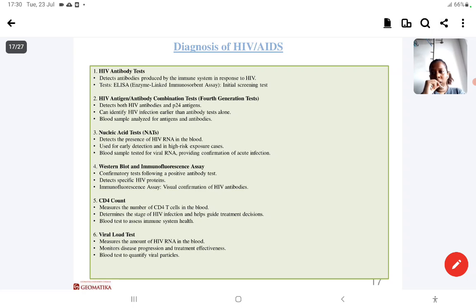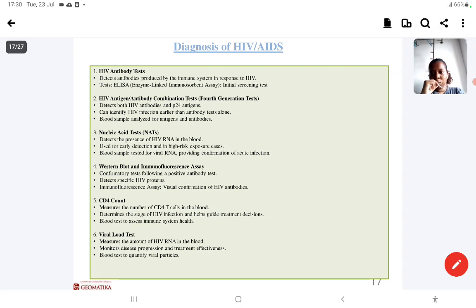So the third test will be the nucleic acid test. It detects the presence of HIV RNA in the blood and is used for earlier detection and high risk exposure cases. So the blood test of the viral RNA provides the confirmation of acute infection.